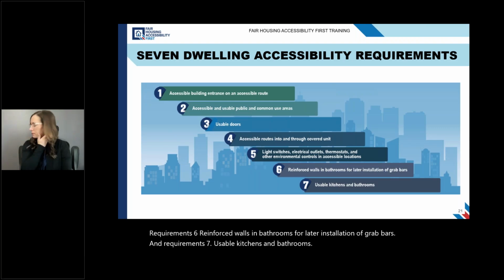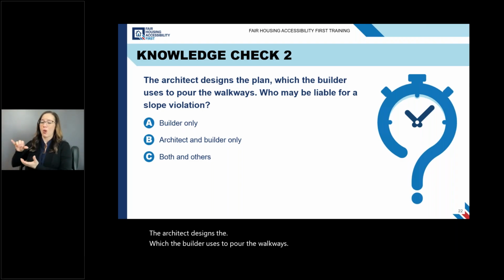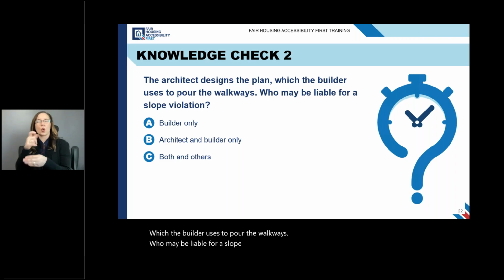Well, it's that time again. It's time for our next knowledge check, Mike. Thanks again, Crystal. For the second knowledge check, the architect designs the plan, which the builder uses to pour the walkways. Who may be liable for a slope violation? First option, builder only. Second option, architect and builder only. And the third option, both and others. So go ahead and launch this poll.